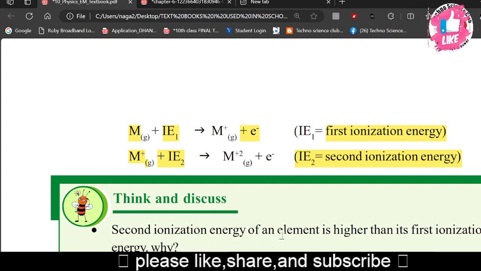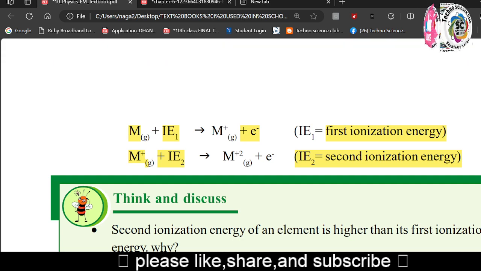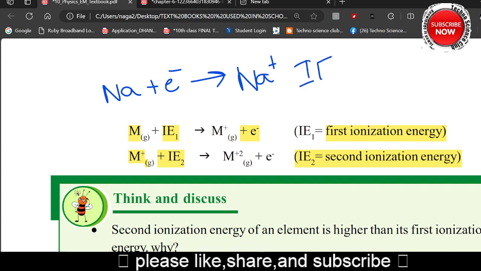Is the second ionization energy of an element higher than the first ionization energy? Yes, correct. The second ionization energy is higher than the first, because, for example, take a sodium atom. In the sodium atom, you remove one electron and the sodium atom becomes a positively charged unipositive sodium ion. There, IE1, the first ionization energy, is required.